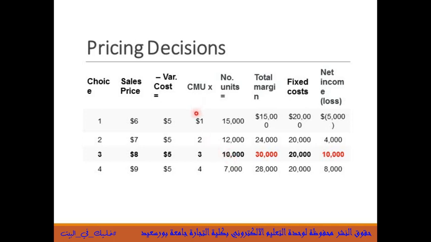By multiplying contribution margin per unit by the expected sales volume, we can obtain total contribution margin. Total contribution margin will be different under each option, and it is the highest when the selling price per unit is $8. When the selling price per unit is $8, the contribution margin per unit is $3. The demand level is 10,000 units, and the total contribution margin is $30,000.